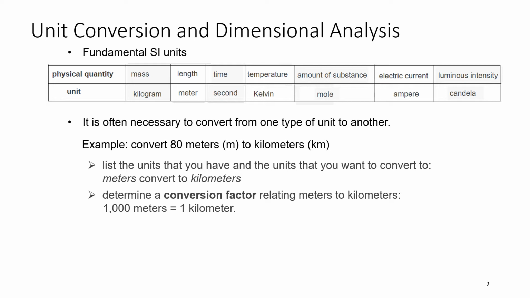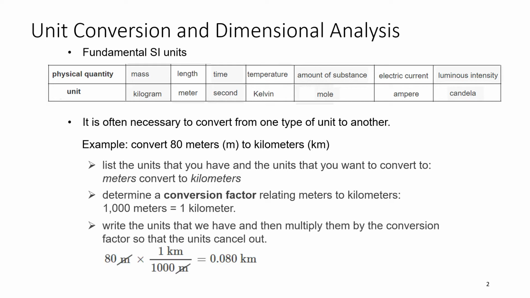Next, we write the units and multiply them by the conversion factor so that the units cancel out. We get 80 meters equals 0.08 kilometer. You may try a few unit conversions by yourself.